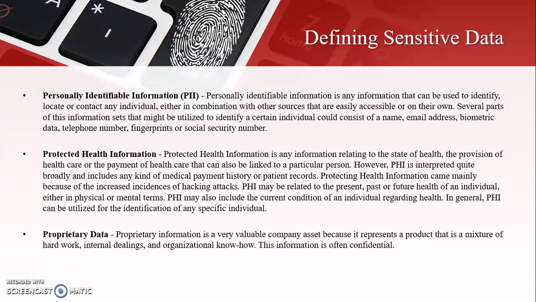Protected health information, otherwise known as PHI. Protected health information is any information related to the state of health, the provision of health care, or the payment of health care that can also be linked to a particular person. However, PHI is interpreted quite broadly and includes any kind of media, payment history, or patient records. Protecting health information came mainly because of the increased incidences of hacking attacks. PHI may be related to the present, past, or future health of an individual, either in physical or mental terms. PHI may also include the current condition of any individual regarding health. In general, PHI can be utilized for the identification of any specific individual.